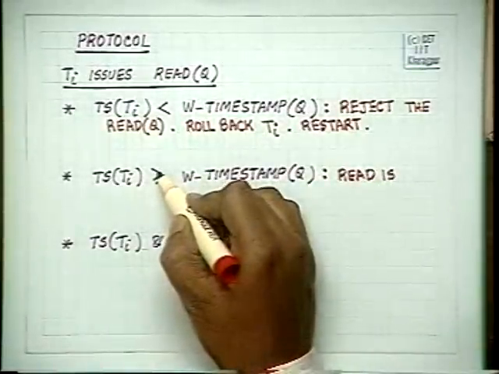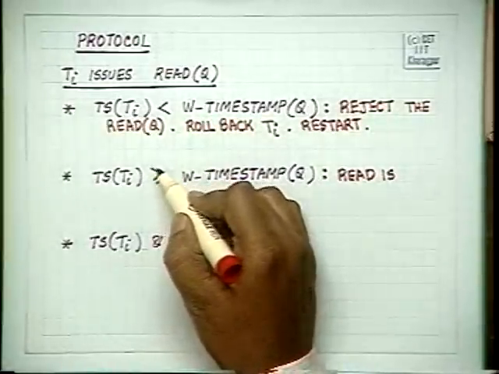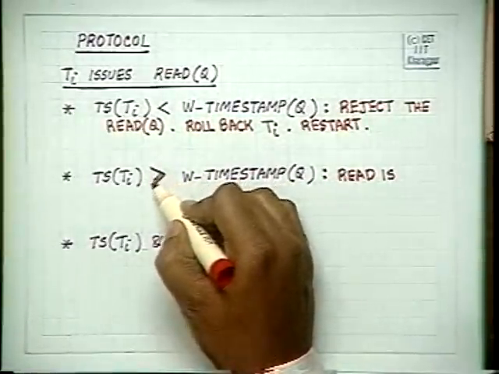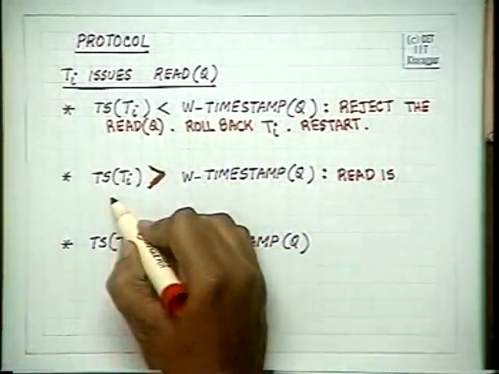Equal to condition is not there actually. If we follow logical times, then equal to condition is not there. So I think it should be greater than. It is allowed.